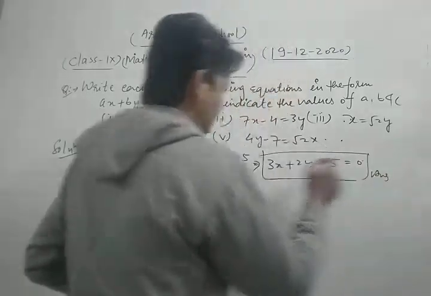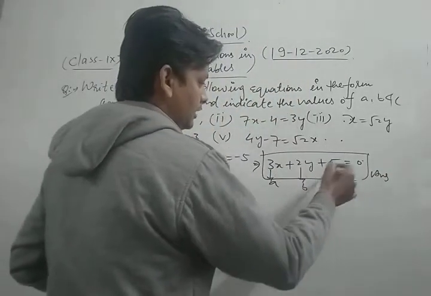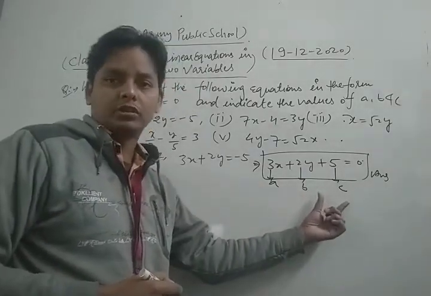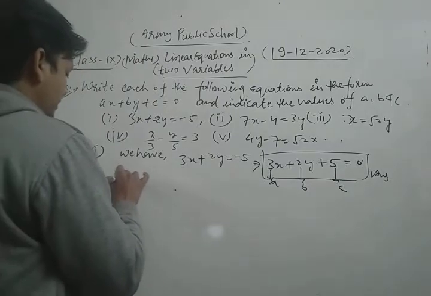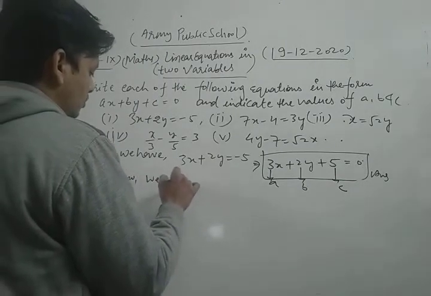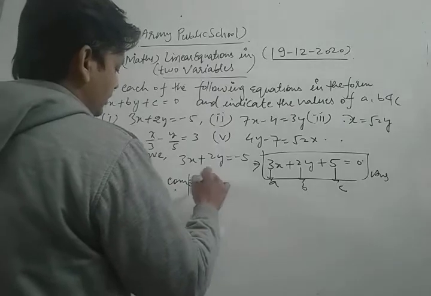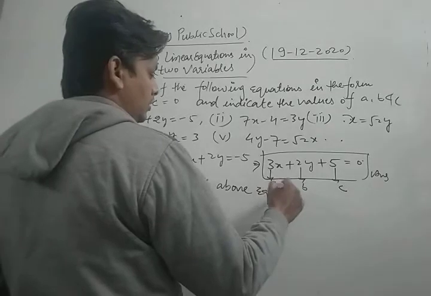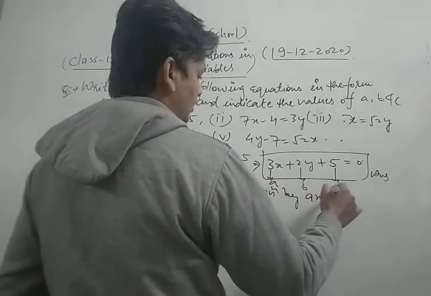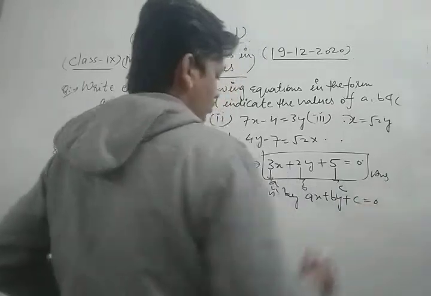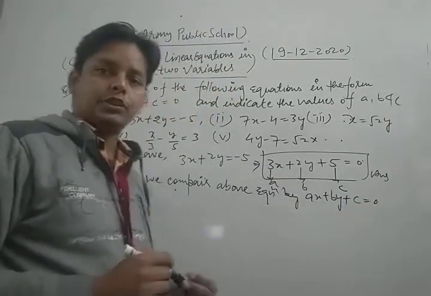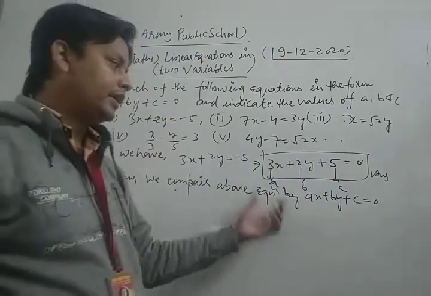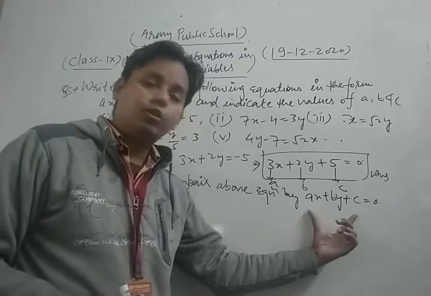This is the one answer, where this is the value a, this is b, this is c. Thus the equation is in the form of ax plus by plus c is equal to 0. Now we compare the above equation by what? We say ax plus by plus c is equal to 0. After converting the given equation in the form of ax plus by plus c is equal to 0, we compare the given equation with the original form of the equation.